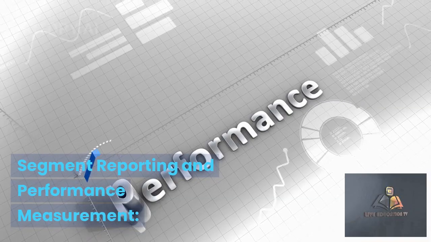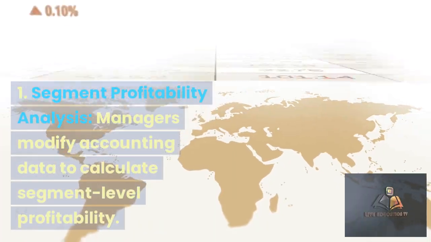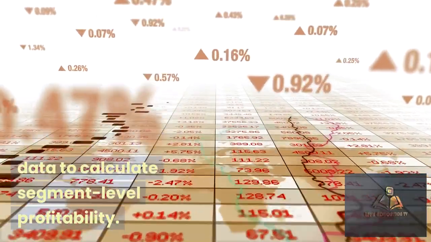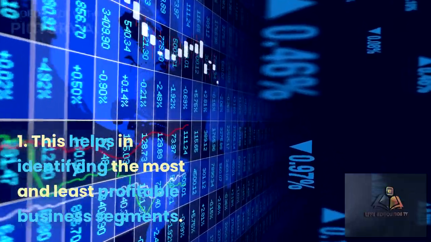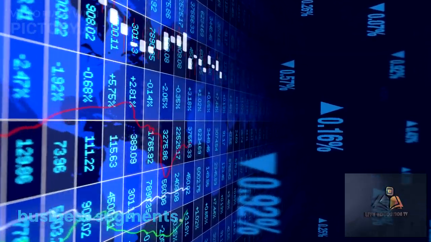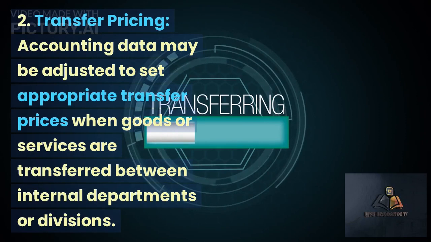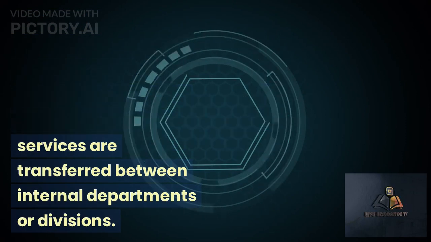Segment reporting and performance measurement. 1. Segment profitability analysis. Managers modify accounting data to calculate segment-level profitability. This helps in identifying the most and least profitable business segments. 2. Transfer pricing. Accounting data may be adjusted to set appropriate transfer prices when goods or services are transferred between internal departments or divisions.